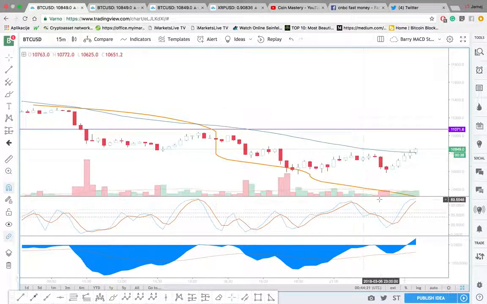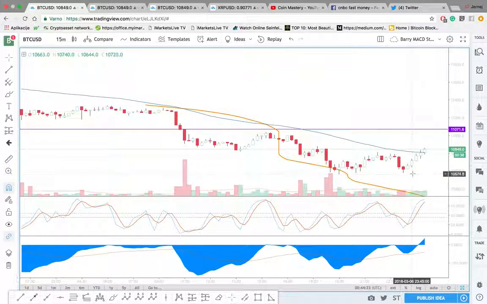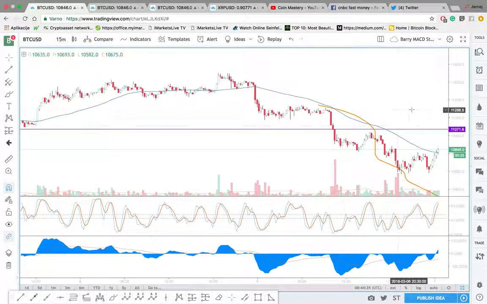Looking at the 50-minute chart, we made 1, 2, 3, 4, 5 candles in a row that are green, really strong, and breaking through resistance here, the 50 MA. So definitely looking at those areas.